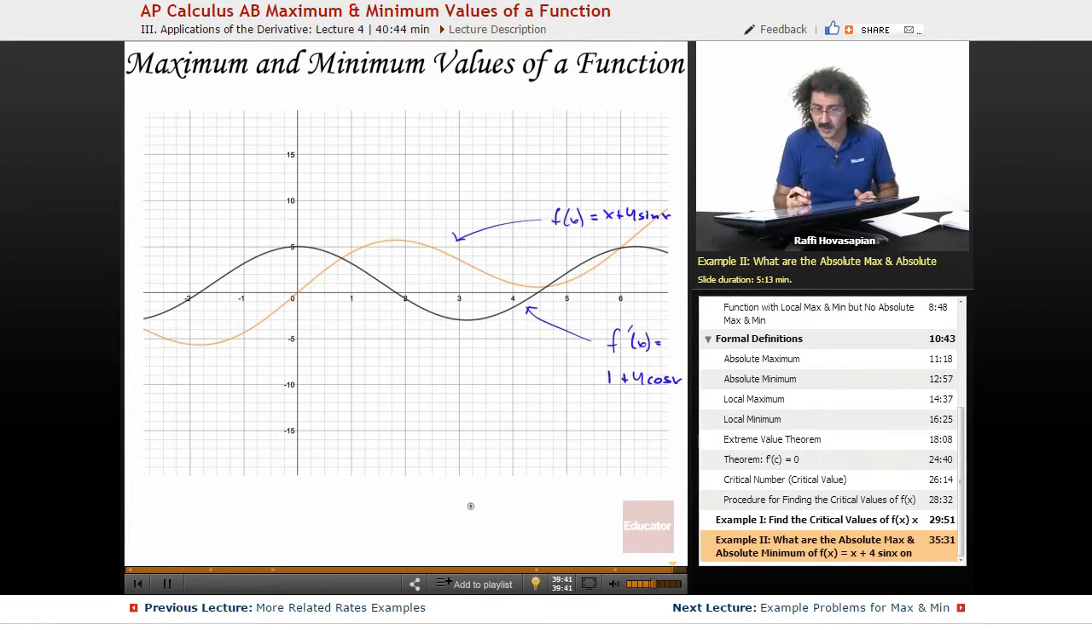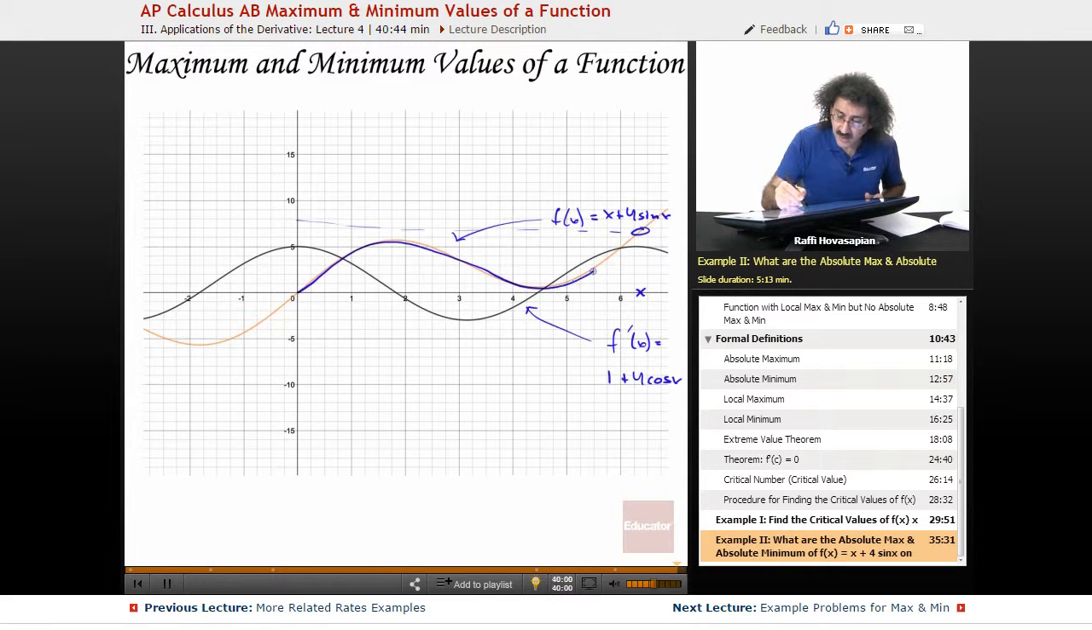you're done. So 2 pi would put you about 6.28, 5.25, so somewhere around here. And sure enough, that is the highest value because we're looking at that. And this is going to be the lowest value.